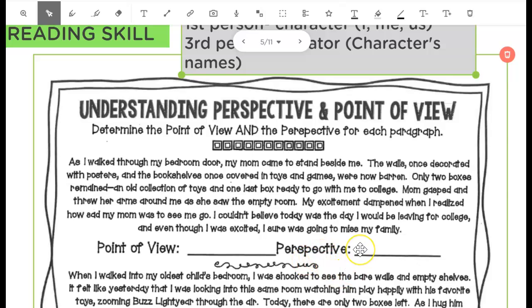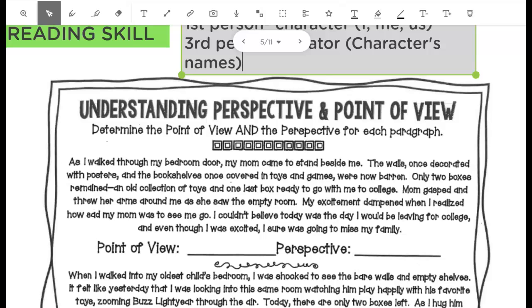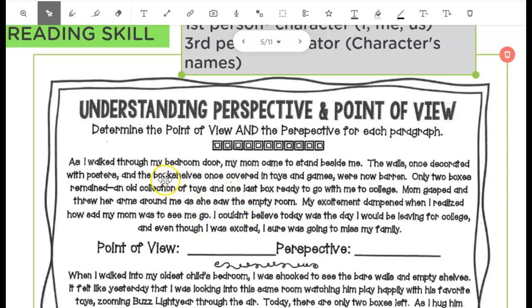Now for perspective, you're telling me how they think and feel. Now in this story, a daughter is leaving for college. So how does she feel about leaving for college? Is she happy to leave? Is she sad to leave? Is she scared to leave? So what is her perspective on leaving for college?